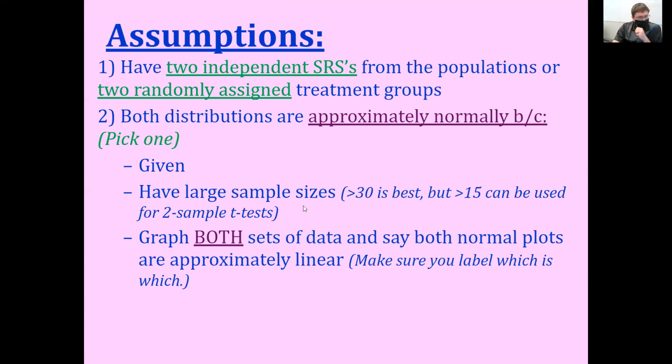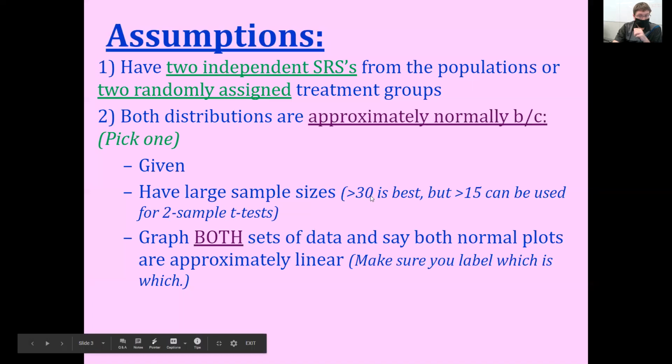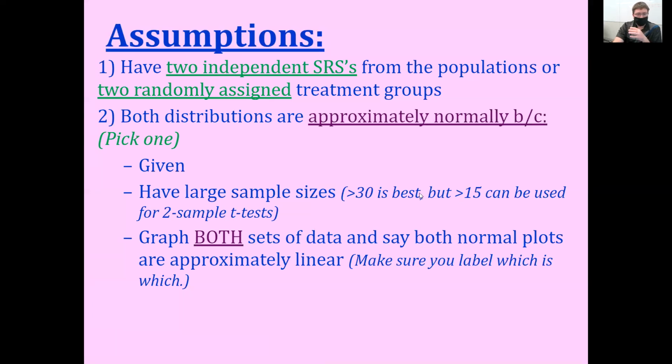A disclaimer on the second option here: if both of them are greater than 15, well, 15 plus 15 equals 30. So we can say on the 2 sample test, that's good enough. They both don't have to be 30, just the total has to be 30. So that'll be okay on this one. 30 is still the best, but if you get above 15 on both, you can get away with it this time.